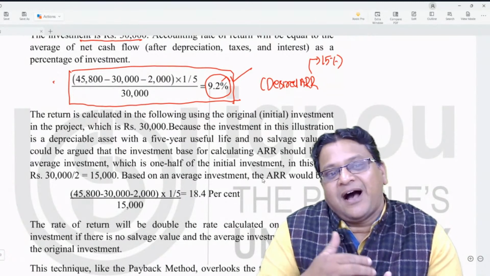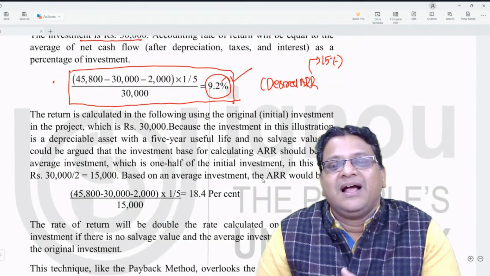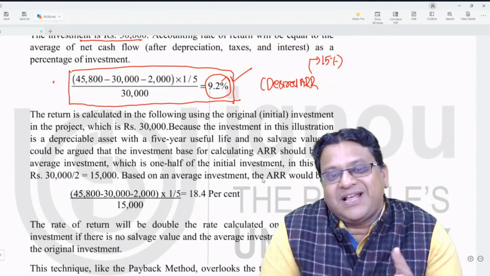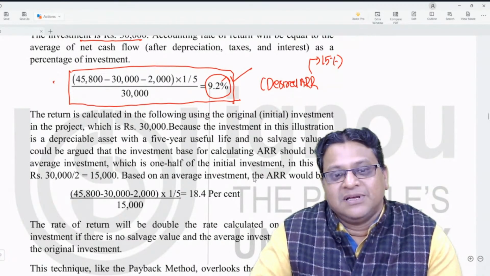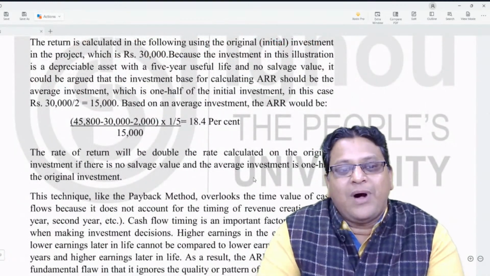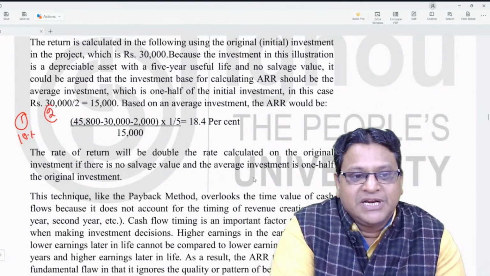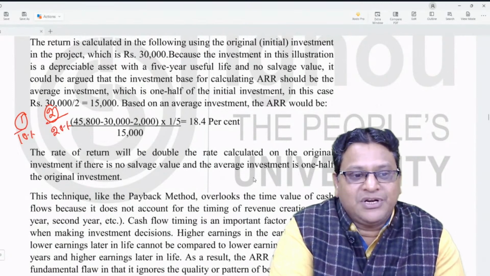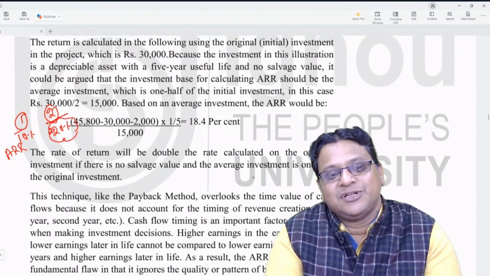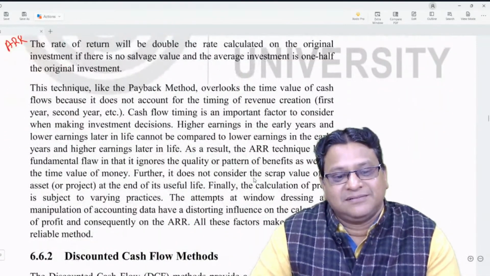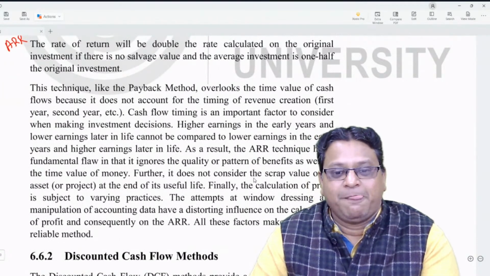So how is the decision taken? We have to compare the calculated ARR with the desired ARR. If the calculated ARR is greater than the desired ARR, only in that case will we put our money and accept the project. Similarly, if there are two projects, the first project giving an ARR of 10% and the second project giving 20% ARR, which one to choose? We have to choose the project which provides the higher ARR. We have to select the project which provides 20% ARR. So this is the ARR technique. It is another popular technique of capital budgeting.